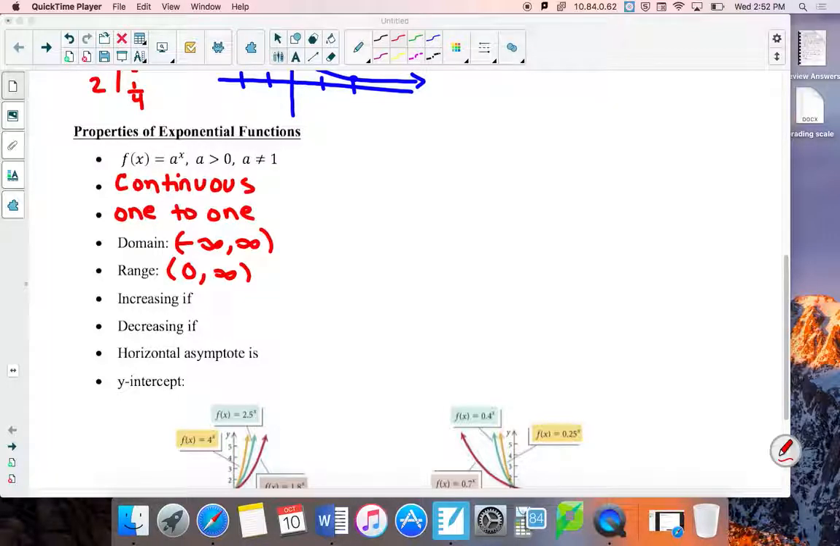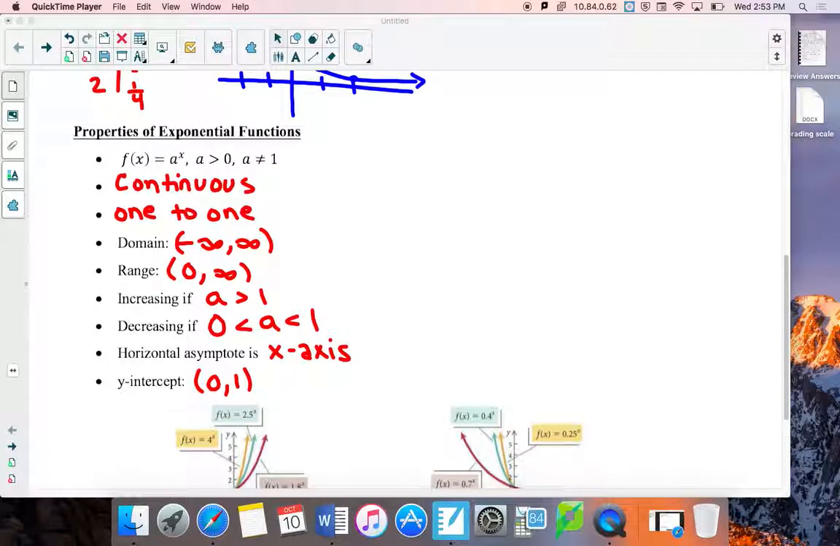Your graph will be an increasing exponential if a is bigger than 1. We saw 2 to the x power, and we saw that that was increasing. It will be decreasing if a is in between 0 and 1. So if we have a fraction like a half or a quarter, then that will be a decreasing exponential. It has a horizontal asymptote at the x-axis, and the y-intercept is 1. Those are properties of our parent exponential function.